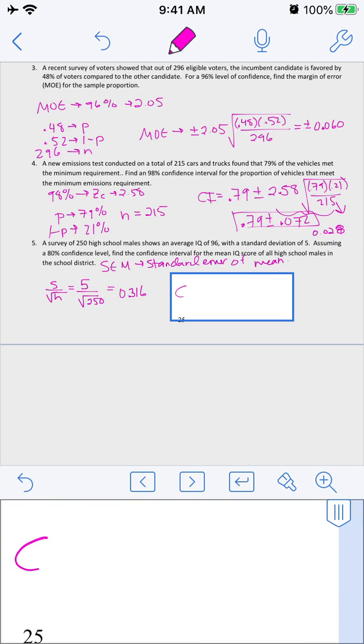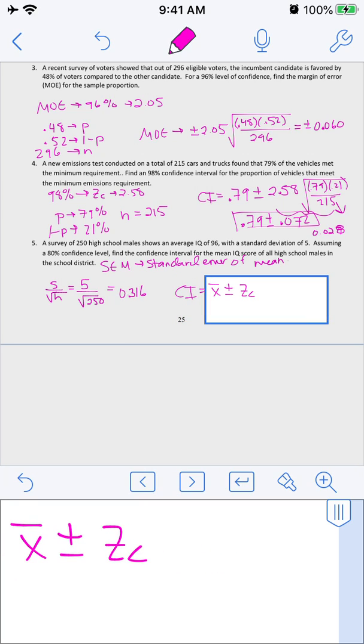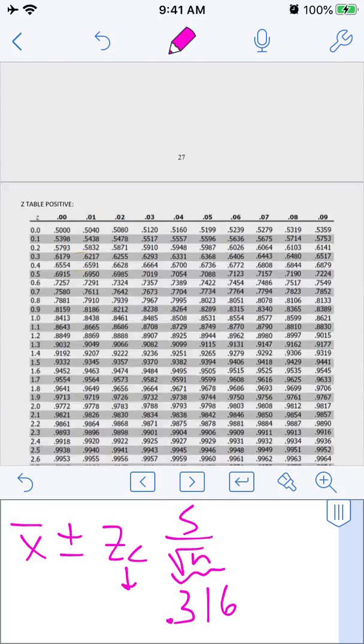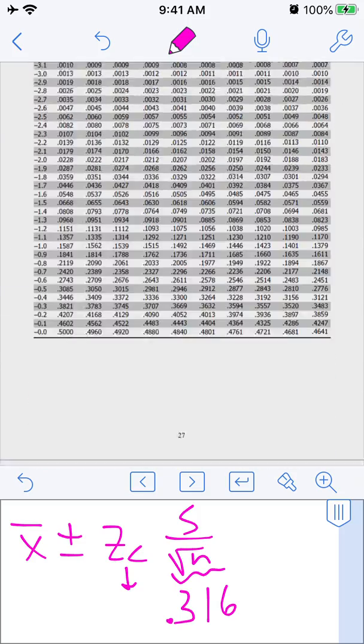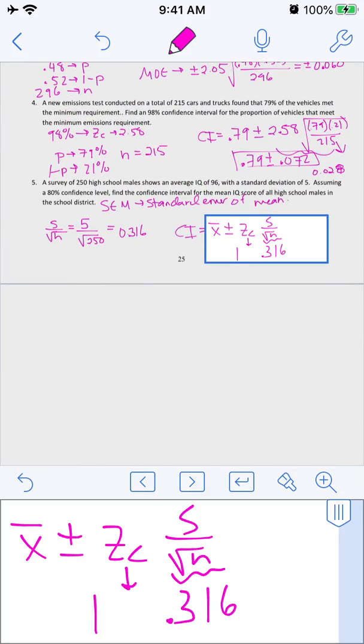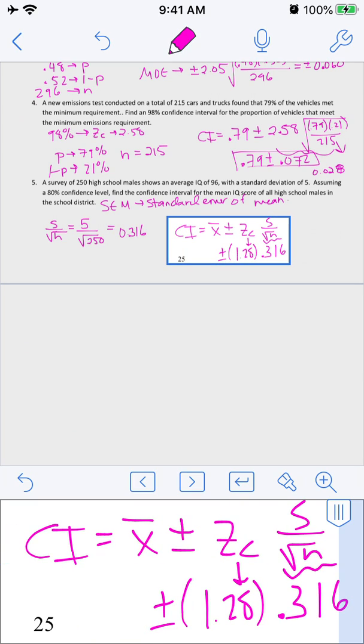So now we can just plug that into our whole confidence interval, 80%. Let's write out the whole equation again. X bar plus or minus the CZ, S over square root of n is the whole formula. We already found that. It's 0.316. Confidence level of 80%. That one I haven't used a lot, so let's go ahead and go down. Oh, 1.28. Okay, 1.28. And our X bar, our mean, was 96.